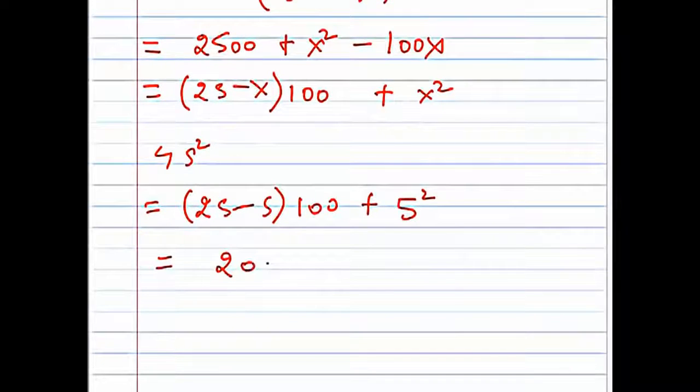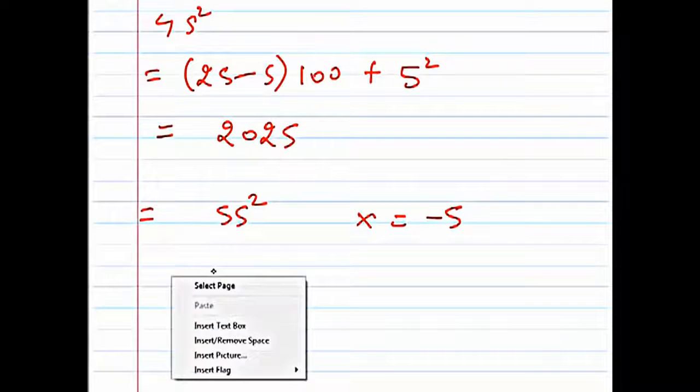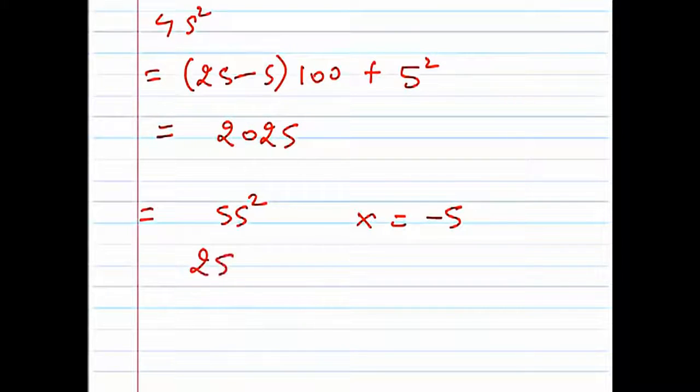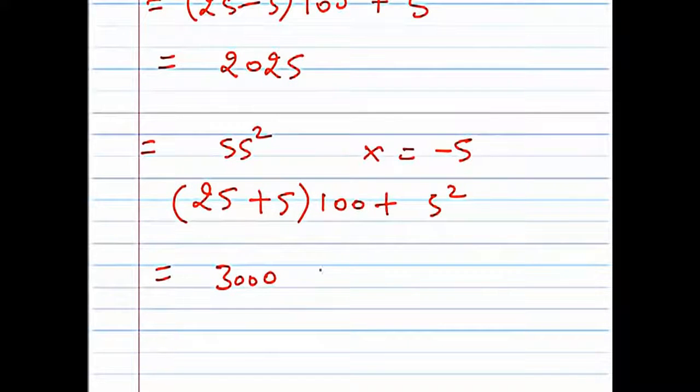This is equal to 25. And I have to do the 55 square. Then I have to just write x is equal to minus 5, and then I can do 20. I can do (25 plus 5) into (100 plus 5) square. That will be equal to 3000 plus 5 square, which is equal to 3025.